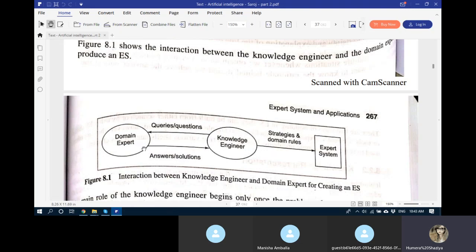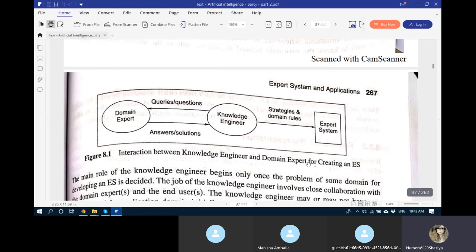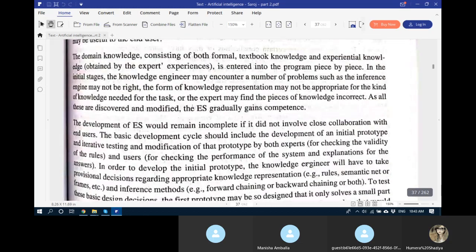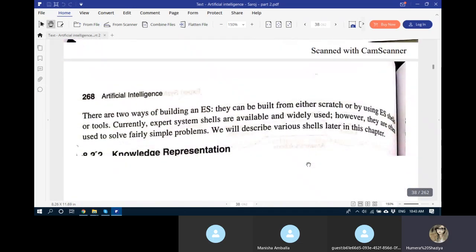What is the interaction between them? The knowledge engineer asks questions or queries of the domain expert, and the domain expert gives the answers or solutions. And the knowledge engineer takes the answers and solutions, formulates strategies and rules, and creates a domain expert system. Is this clear to you?